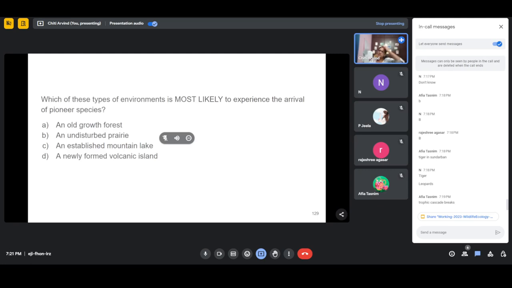So, which of these types of environments is most likely to experience the arrival of a pioneer species? Is it an old growth forest, an undisturbed prairie, an established mountain lake, or a newly formed volcanic island? Put in your answers in the chat box, please.